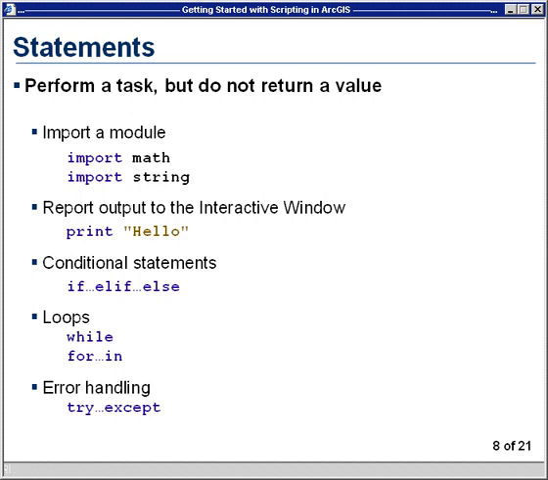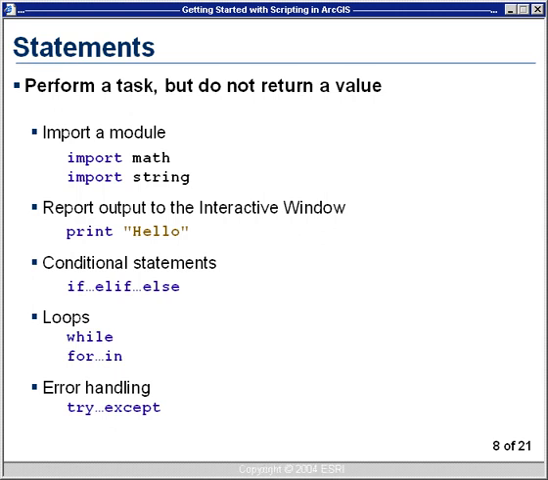The second one is the print statement. This statement is generally used to send output from a script window to the interactive window, the window that we use for testing. The third set of statements are conditional statements. Every programming or scripting language has the ability to make decisions. Python uses the if, elif, else statements for decision making. Python also supports looping and uses the while and for statements to manage loops.